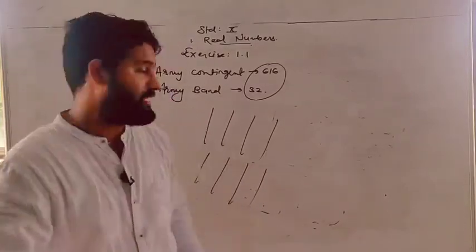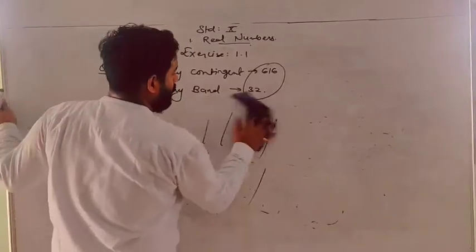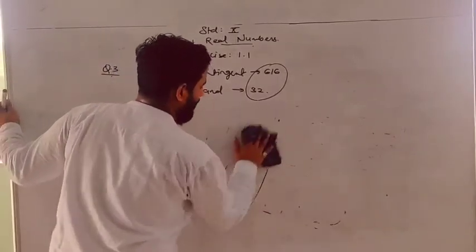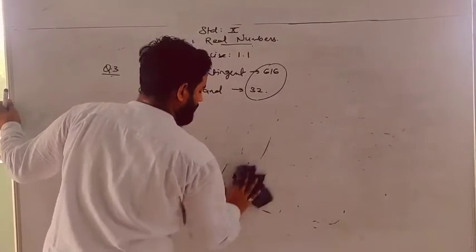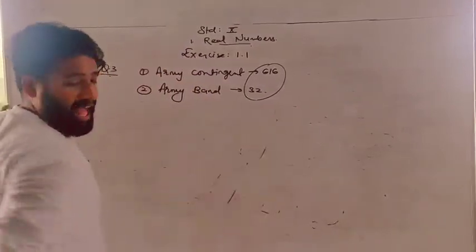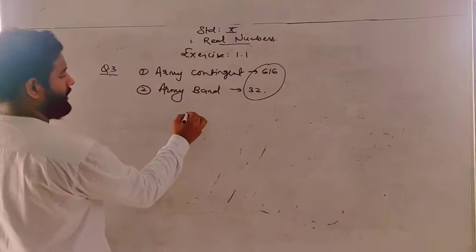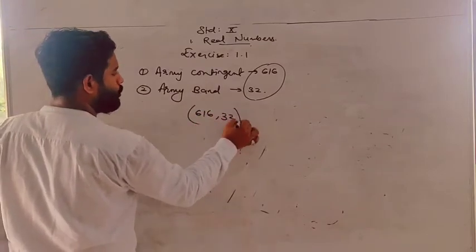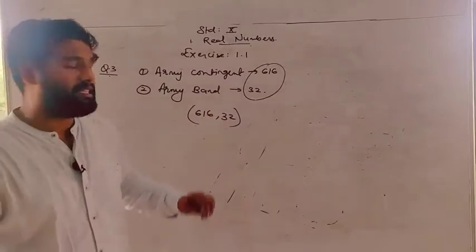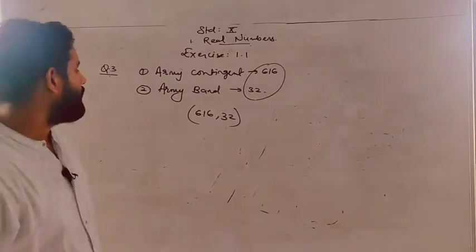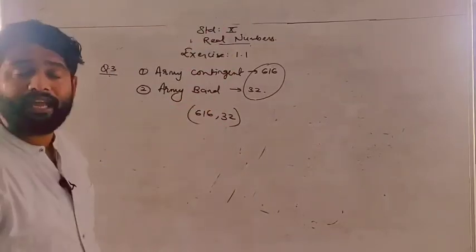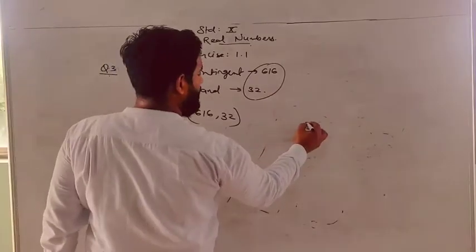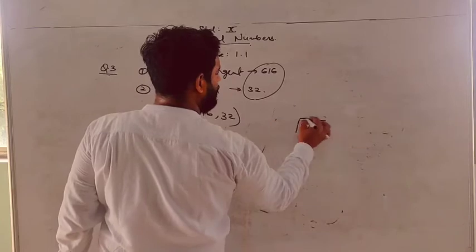So obviously, this is something called HCF. You have to find the HCF of these two numbers, 616 and 32. Let us find the HCF of these two numbers. How to find it? We know that we use Euclid division lemma. So again I am explaining: 616 divided by 32.